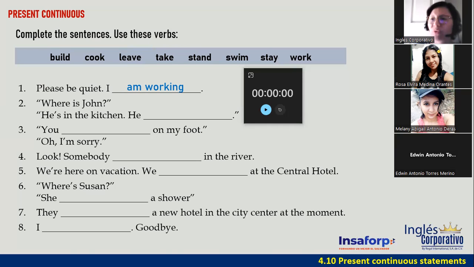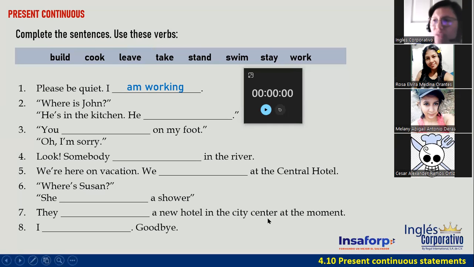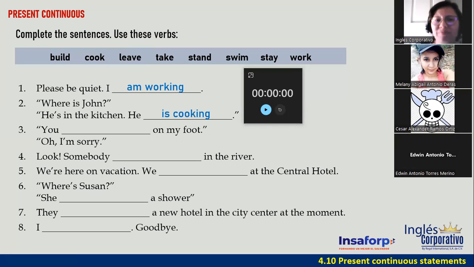Okay, guys, are you ready with your sentences? Estamos listos. Vamos a ver number two. Where's John? He's in the kitchen. He is cooking. Mm-hmm, very good, right? He's cooking. What about number three? You're standing on my foot. Correct, right? You're standing on my foot.